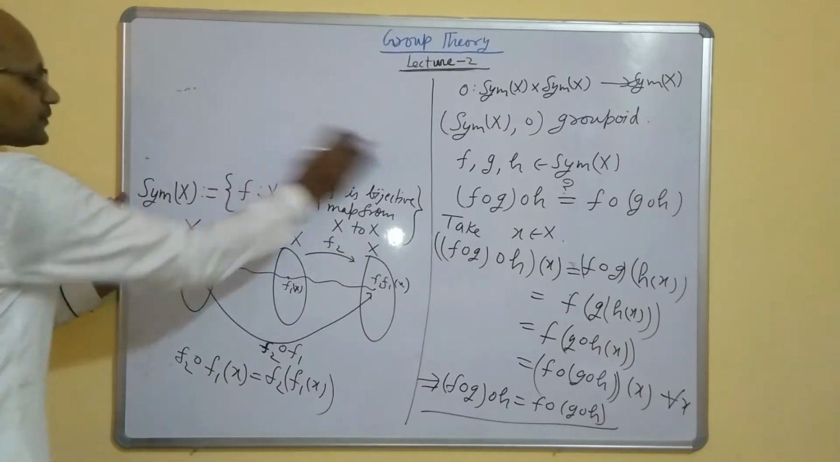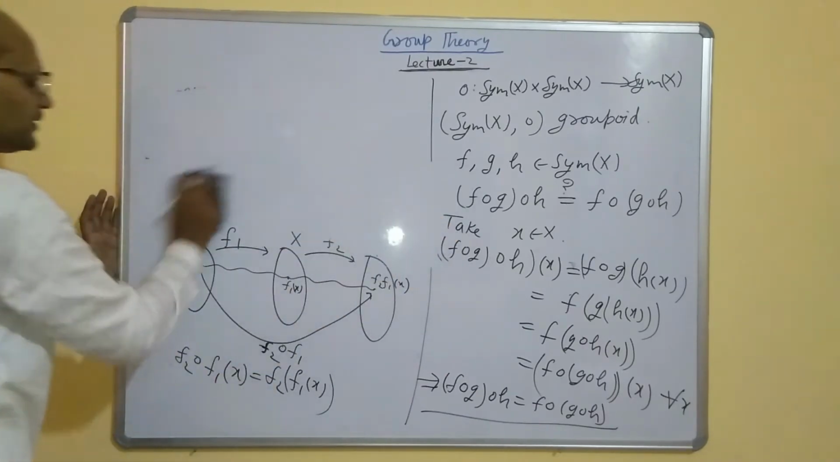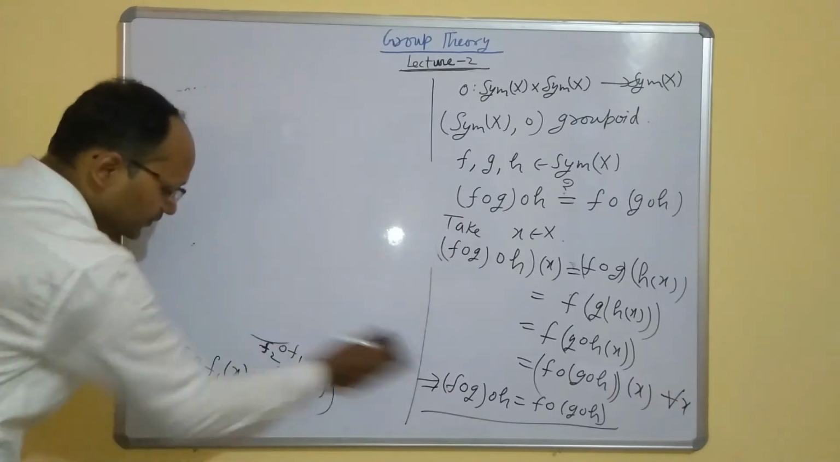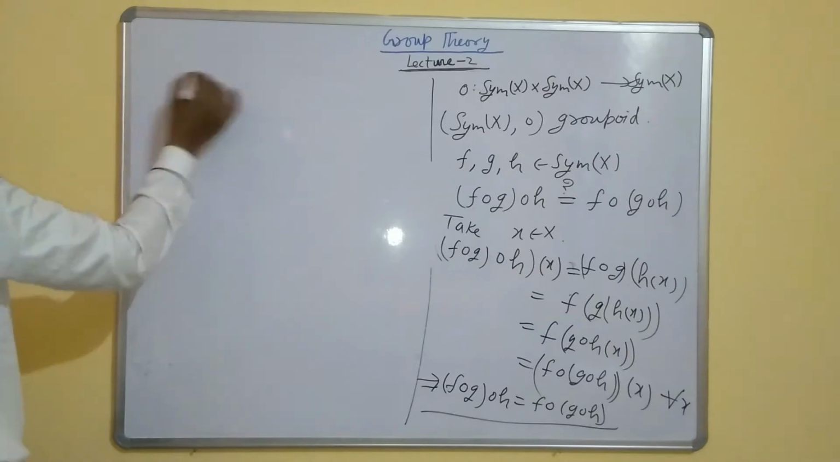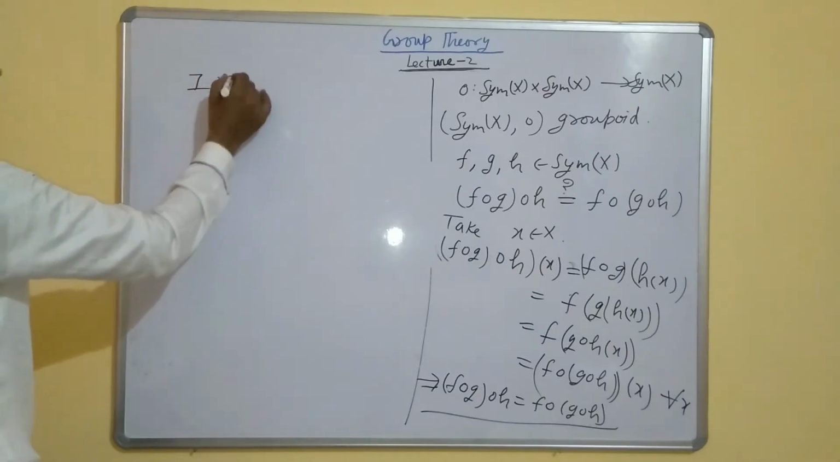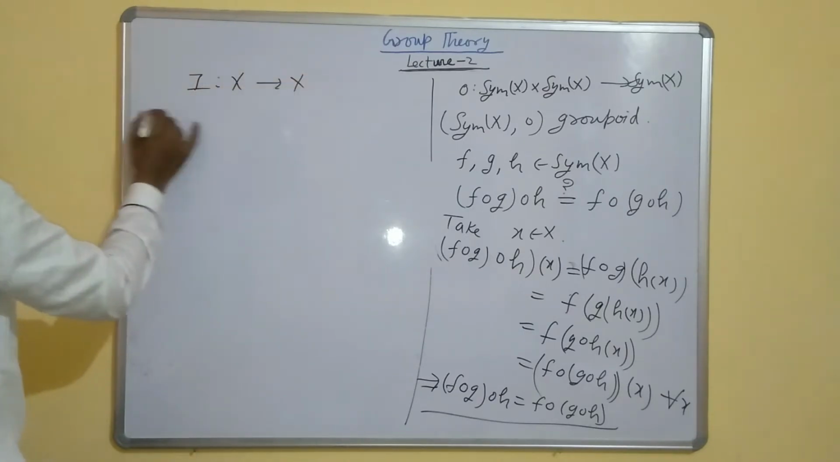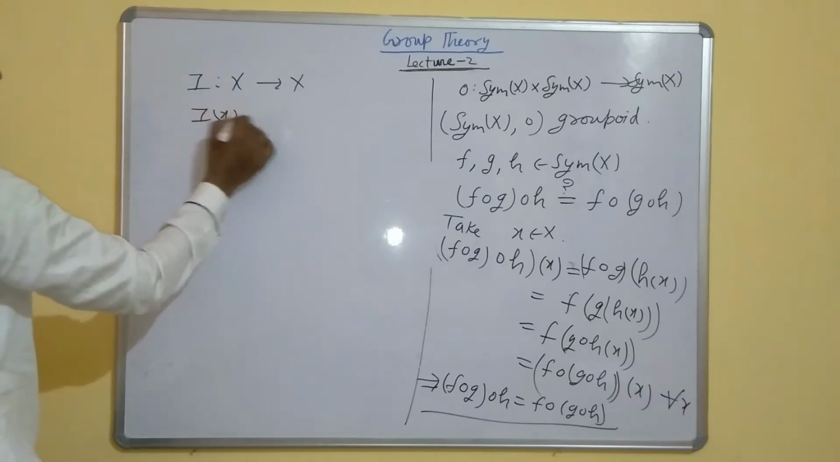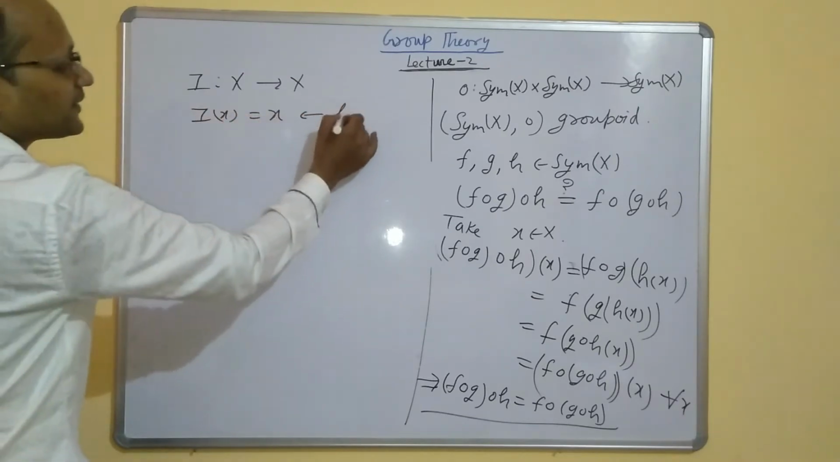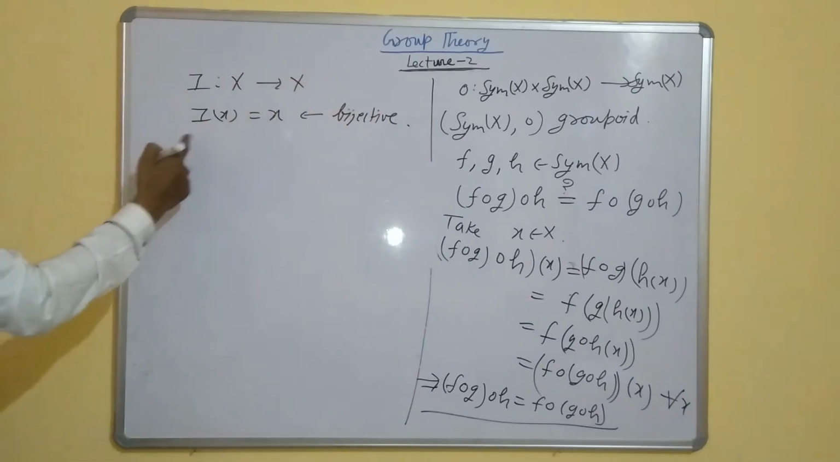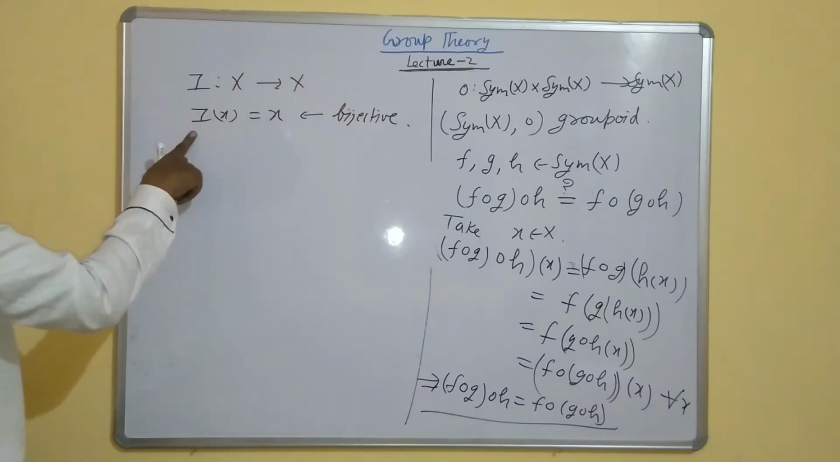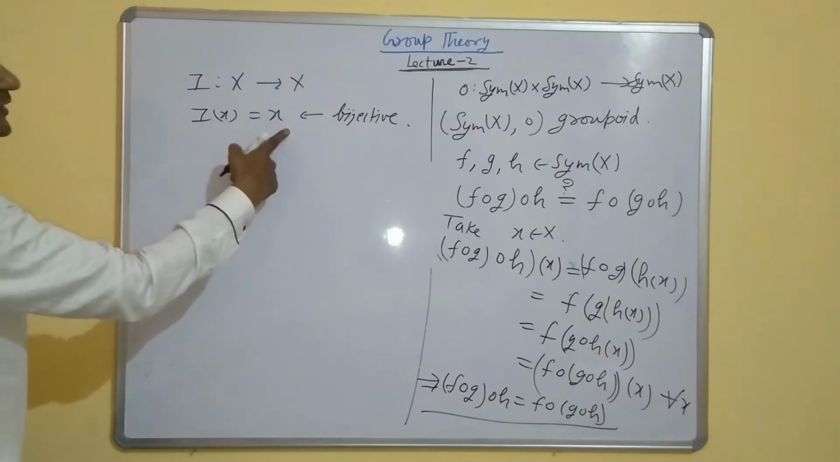Now I am coming to the identity element. So we know that we have a map I from X to X defined as I(x) is equal to x. So it is clearly a bijective map, and usually people call it the identity map because it is sending everything to itself.